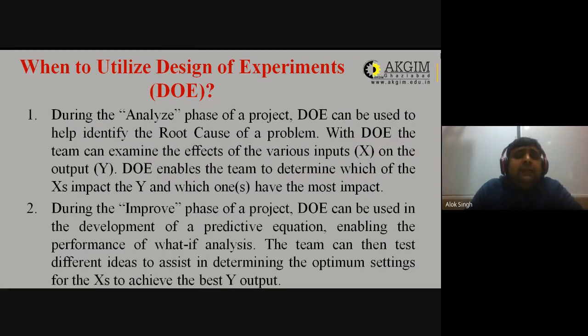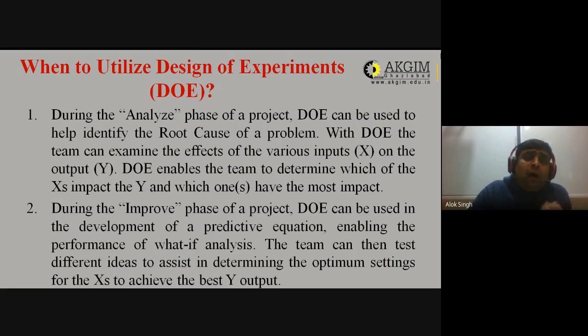Okay, so the second is this improve. You want to improve your product, continuously improve your product. So during the improve phase of a project, DOE can be used in the development of a predictive equation, enabling the performance of what-if analysis. What-if means, if you are deploying something, then what would be the result of that. Okay, the team can then test different ideas to assist in determining the optimum settings for the X's to achieve the best Y output. So these are the two conditions in which you will use this design of experiment.